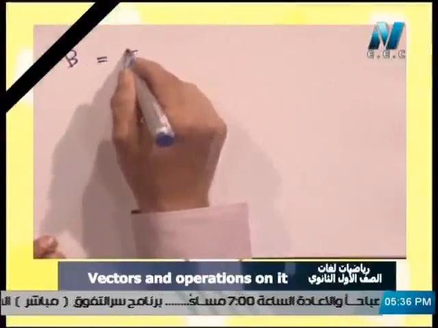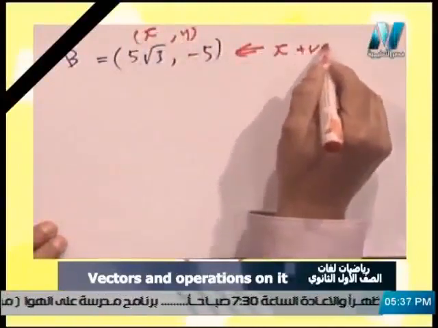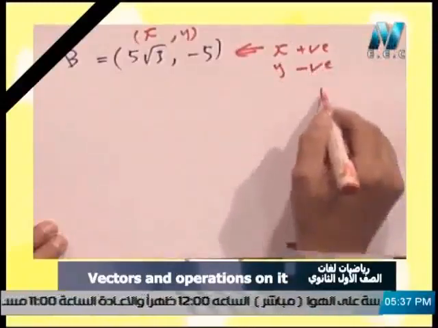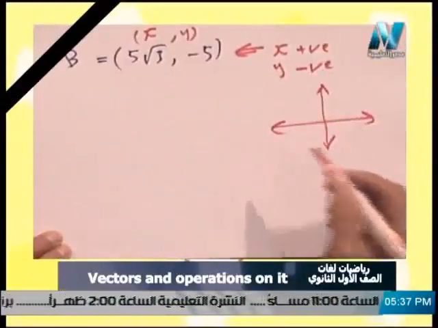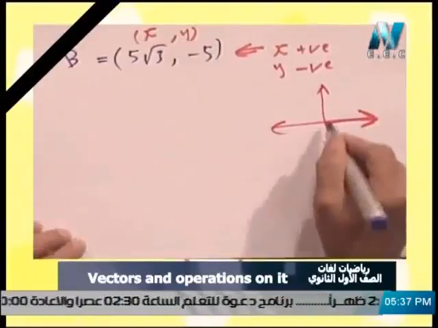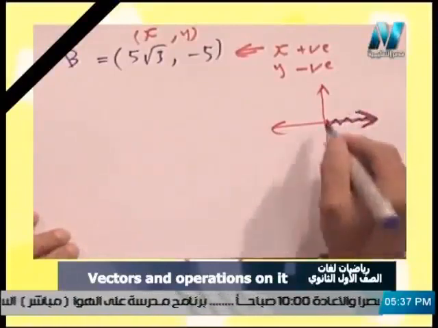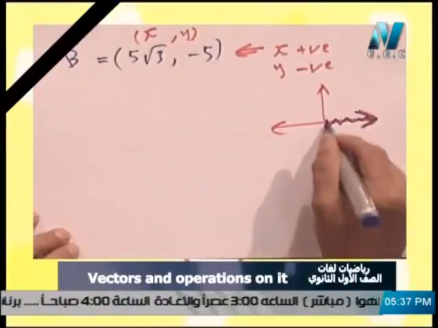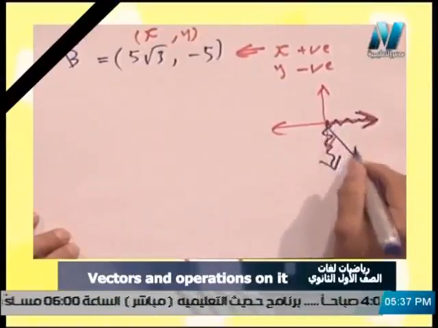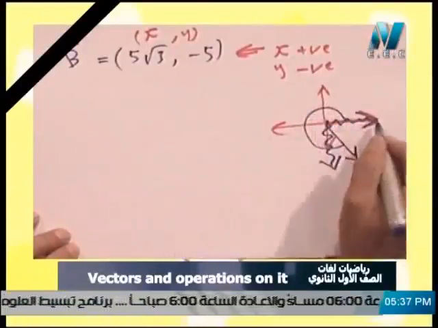Let's discuss another example to practice how to convert from Cartesian form to polar form. We have another vector B equals 5 root 3 and negative 5, and pay attention to the sign. Here we have x and y. We know that x now is positive and y is negative. So the angle, of course, will be where x is positive, and y is negative, so the angle will be in the fourth quadrant with the x-axis, so it will be theta.